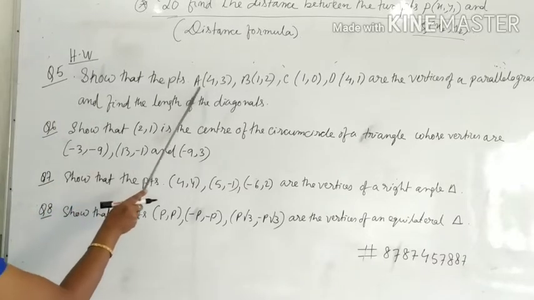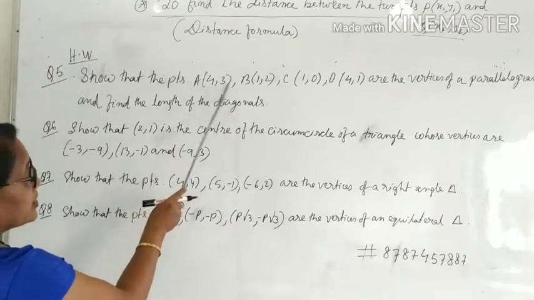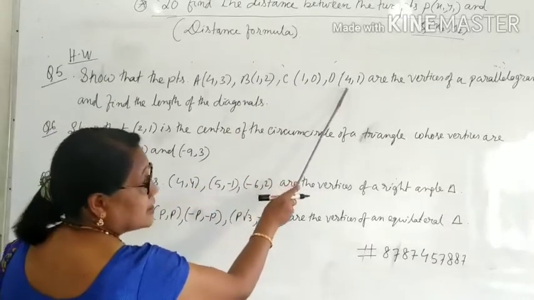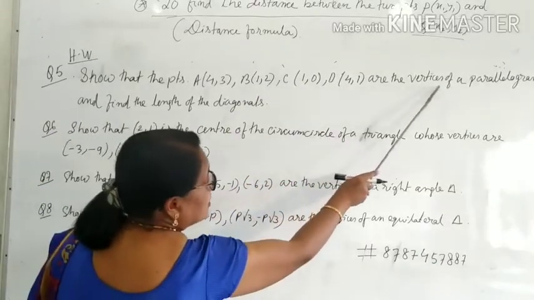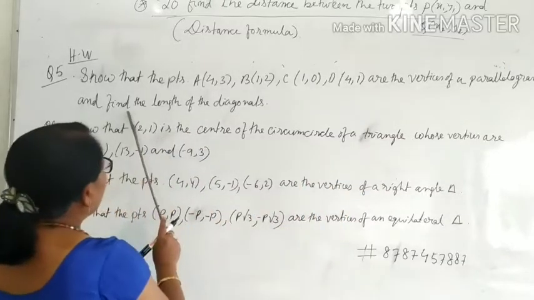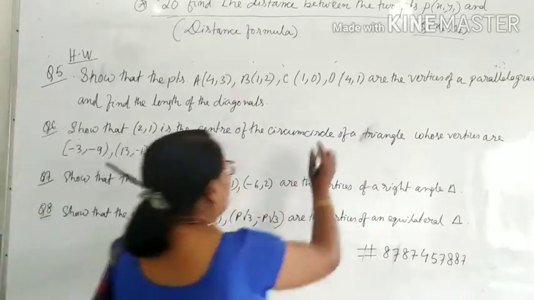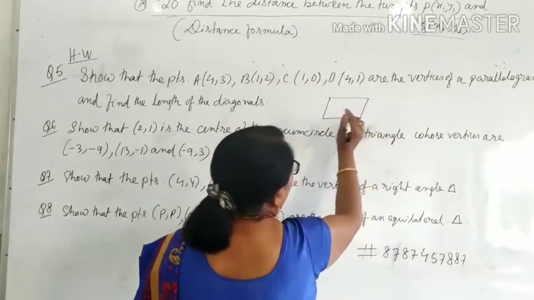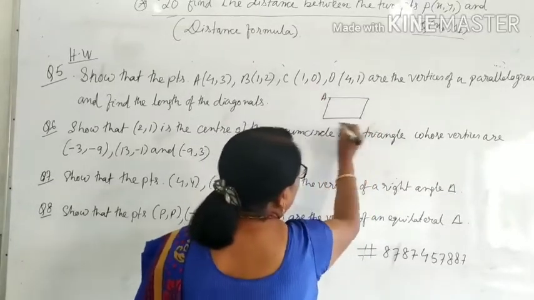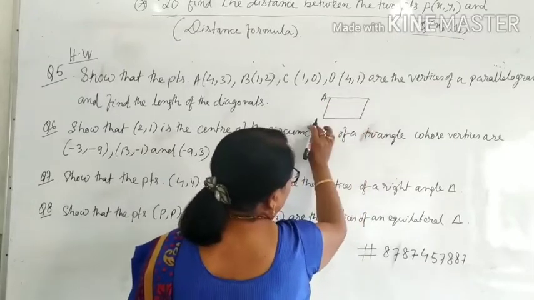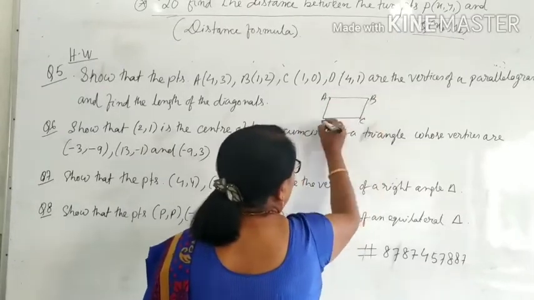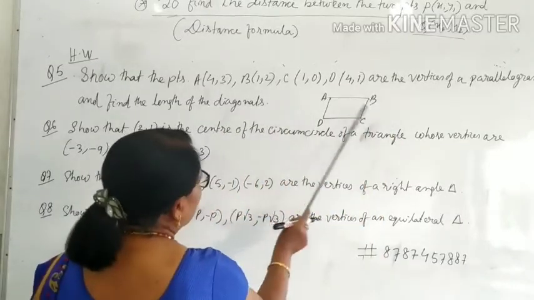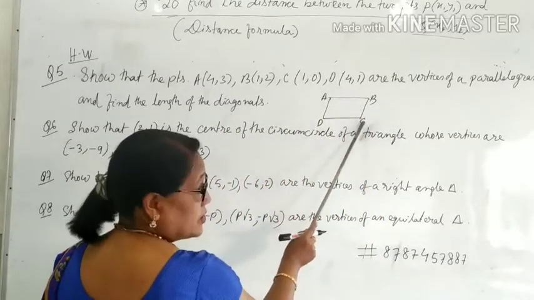Show that the points A with coordinates (4, 3), B (1, 2), C (1, 0), D (4, 1) are the vertices of a parallelogram, and find the name of the diagonal. The vertices of the parallelogram are A, B, C, D, and the coordinates of each point are given.